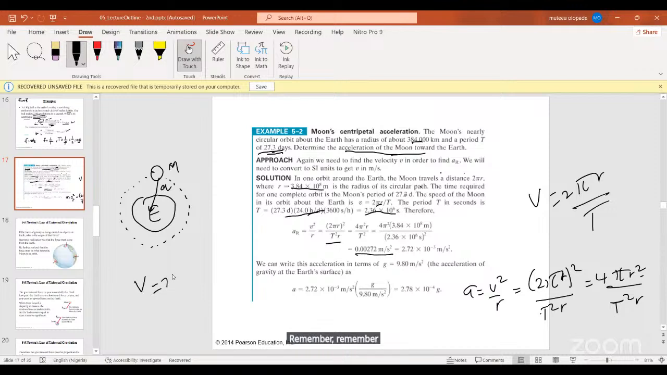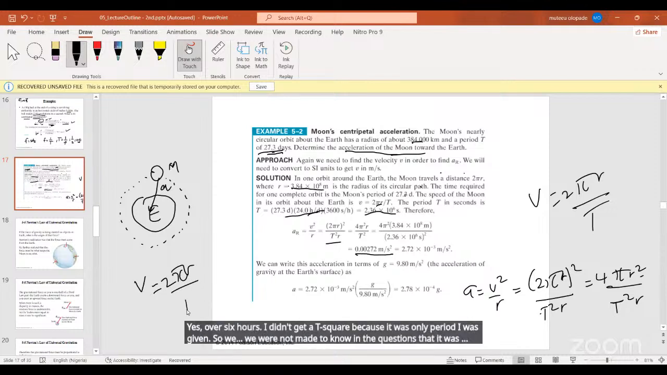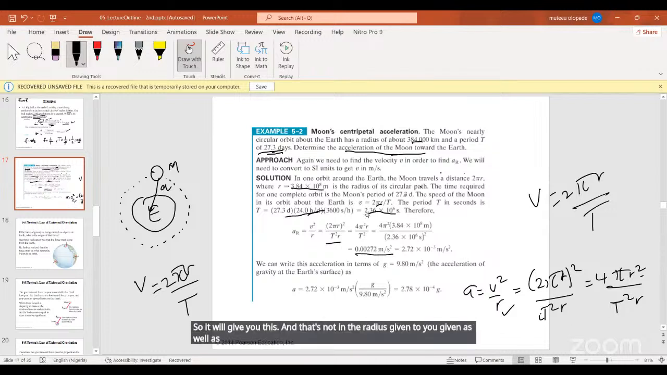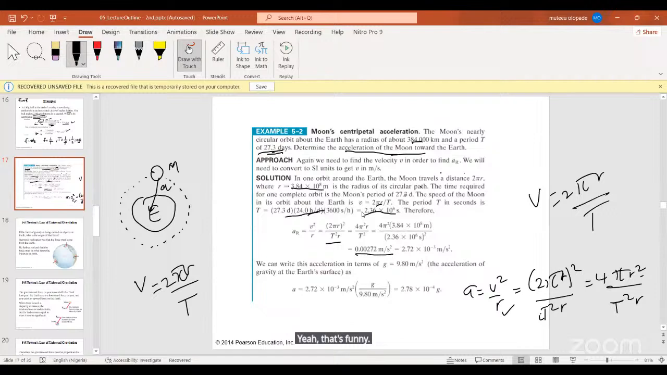Remember that V is equal to 2 pi r divided by T. So in place of V squared, if you put 2 pi r over T there, this will be squared. 2 pi r also will be squared. So it will give you this. You can then slot in the radius given to you as well as the period which you calculated. Your answer will be this. I hope it is clear.